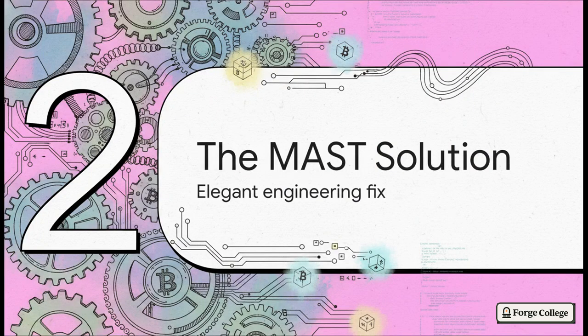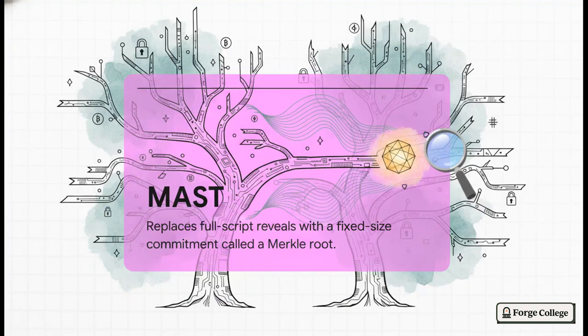Moving to Section 2, the MAST solution. Let's look at this elegant engineering fix. MAST stands for Merkleized Abstract Syntax Tree. Don't let the name intimidate you. Simply put, it's a data structure that replaces explicit full script reveals with a single, fixed-size commitment called a Merkle root. Think of it as an invisible prototype, kind of like a tree with multiple branches of spending conditions. When it's time to spend, the branches you don't use simply get snipped off and stay hidden from the public forever.